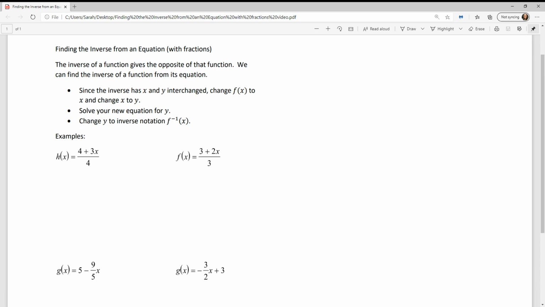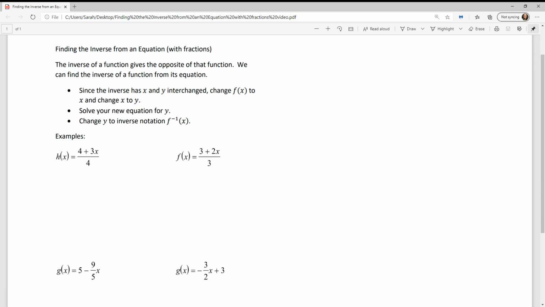Hello, today we're going to continue talking about finding the inverse from an equation. It's the same process we did in the last video. We're going to switch where x and y are in the equation, remembering that f of x or g of x or h of x is the same thing as y. Solve that new equation for y, and then write our answer in inverse notation.